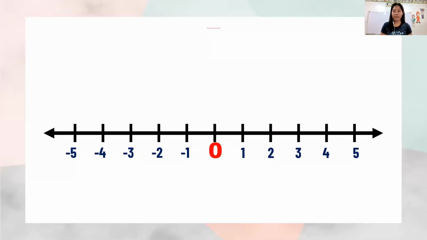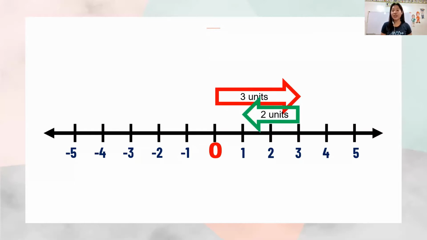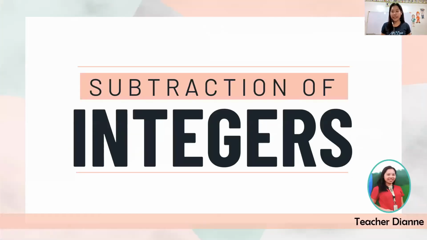Here is a number line. We have 3 units from 0 to positive 3. If we are gonna return back 2 units from positive 3, this brings us to positive 1. Today, we will be talking about subtraction of integers. The question is, how do we subtract integers?